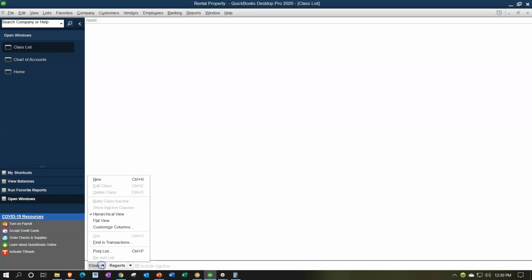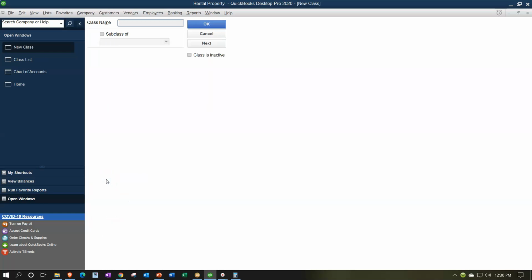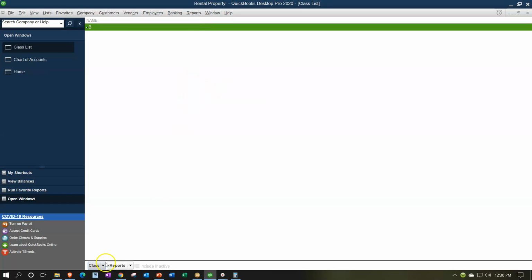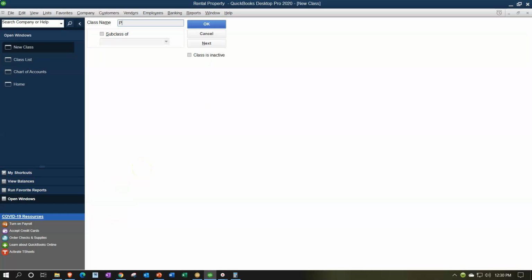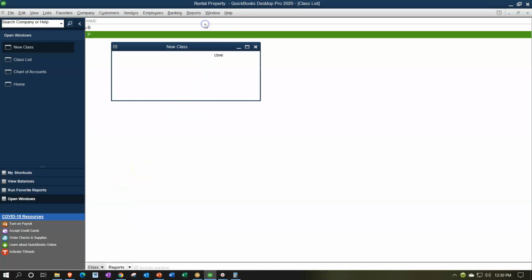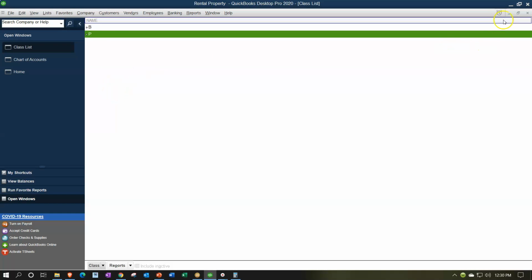I'm going to go to the classes dropdown rise up. I'm going to say new, because it rises up even though it has a drop down. That's why it's a drop down rise up, if you're wondering. And then this is going to be business. I'm just going to say B for business, so I don't have a long class name. And then I'll have another one, P for personal. B and P. And then I'm going to close that back up.